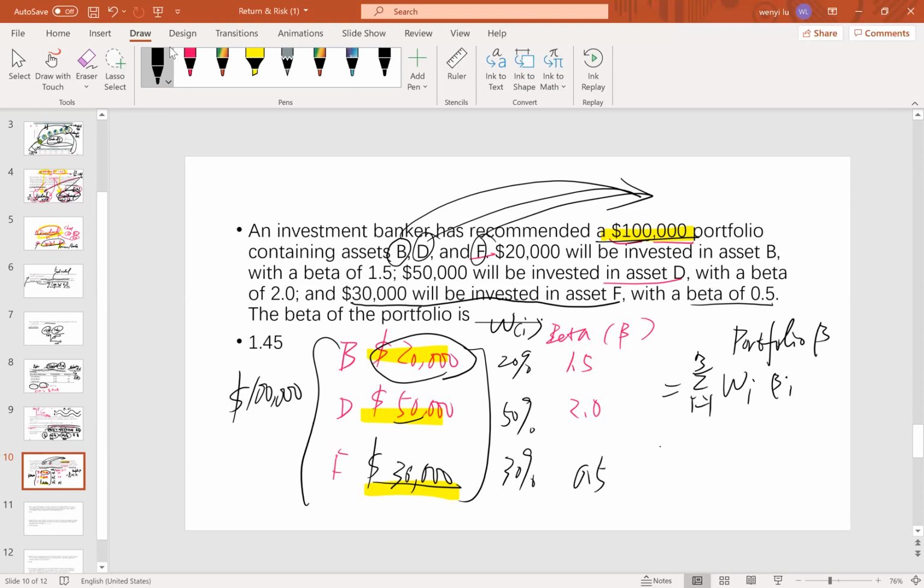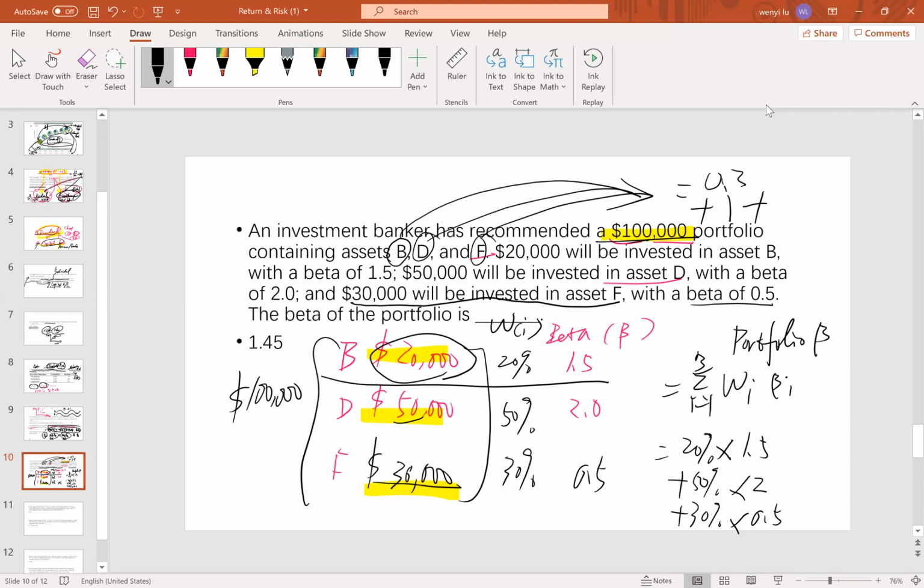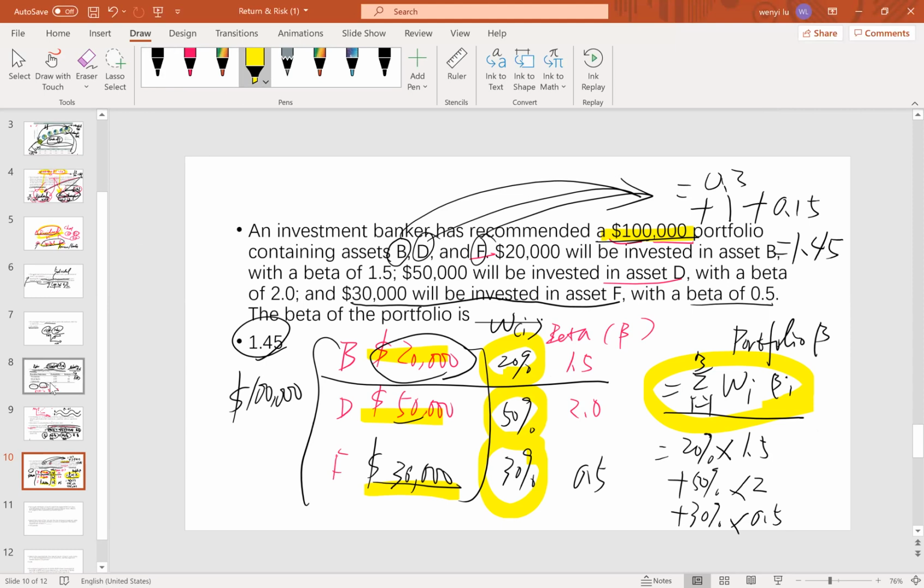So our portfolio's beta will be B's part, 20% weight times the beta of B, 1.5, plus the weight in D, 50%, times the beta 2, plus the weight in F stock, 30%, times the beta 0.5. So 20% times 1.5 will be 0.3. Plus 0.5 times 2 will be 1. 30% times 0.5 will be 0.15. So the total will be 1.45. That's the portfolio's beta. It's a weighted average beta, based on how much you allocate into the different assets based on the weight. So that's the portfolio's beta.